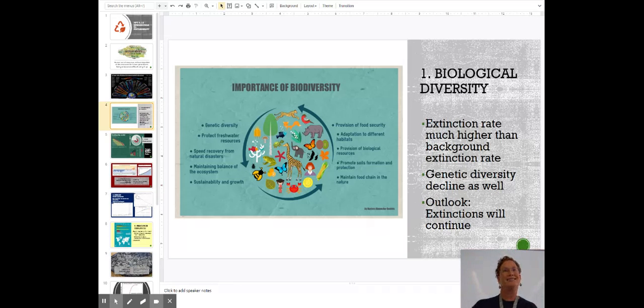So biological diversity is number 1. We love our biodiversity. We love our diversity. Diversity makes us stronger. Cultural diversity and biodiversity. So extinction rates are much higher than the background extinction rate. So there's always going to be extinctions. That's just simple evolution. But because of human involvement, the extinction rates are much higher. So genetic diversity is on decline, and the outlook is that extinctions are going to continue. So for the indicator, you can write biological diversity, and for the recent trends and outlook, you can write these 3 bullet points down. Okay, so you can pause this if you need to take a little more time. I'm going to keep going.